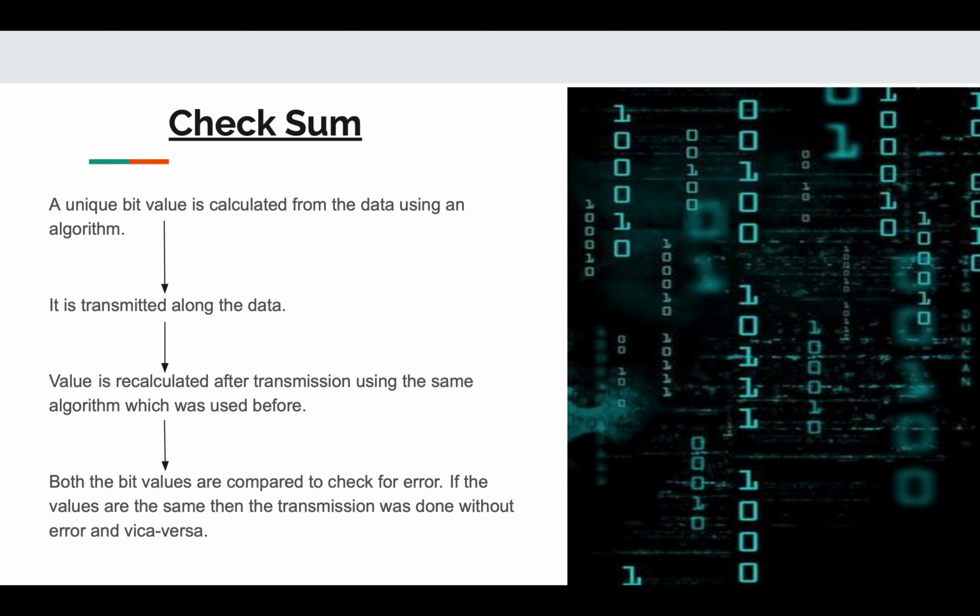So our next error checking method is known as checksum. In checksum, a unique bit value is calculated from the data using an algorithm. It is transmitted with the data, and the value is recalculated after transmission using the same algorithm. Both the values are compared after the transmission to check for any errors.